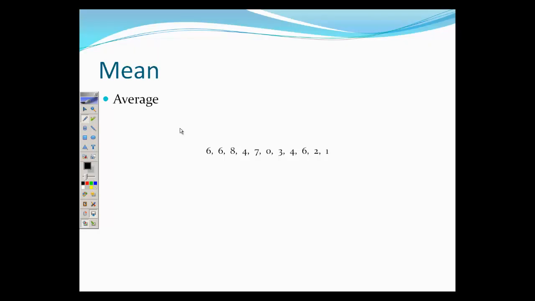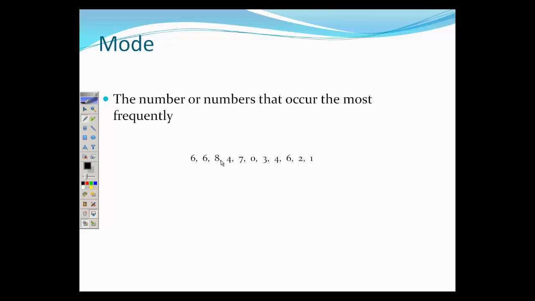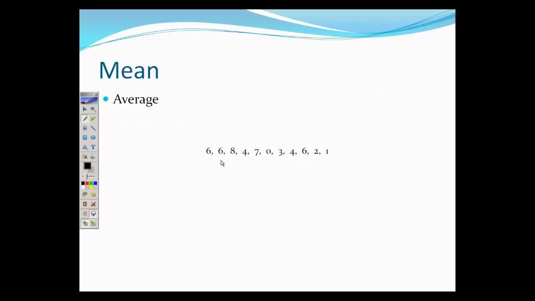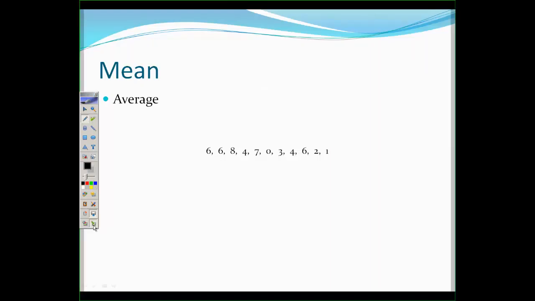When finding an average, you take the sum of all the numbers present and divide by the total numbers there are. There are 1, 2, 3, 4, 5, 6, 7, 8, 9, 10, 11 numbers total.